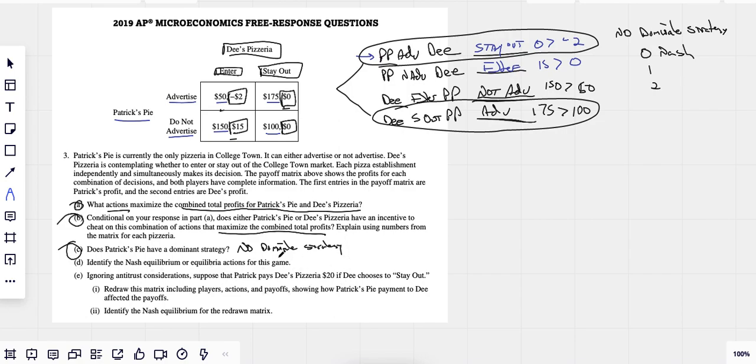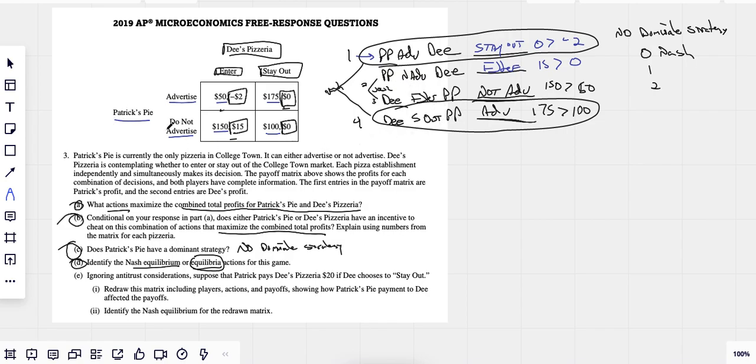They don't ask us to explain, we just have to say no dominant strategy. Identify the Nash equilibrium or equilibria actions for this game. This gives us a little hint that there's probably more than one. And there is. We know these two, let's say 1 and 4, are a Nash equilibrium. So then we get a little suspect that maybe 2 and 3 here are also a Nash equilibrium. Let's check it out.